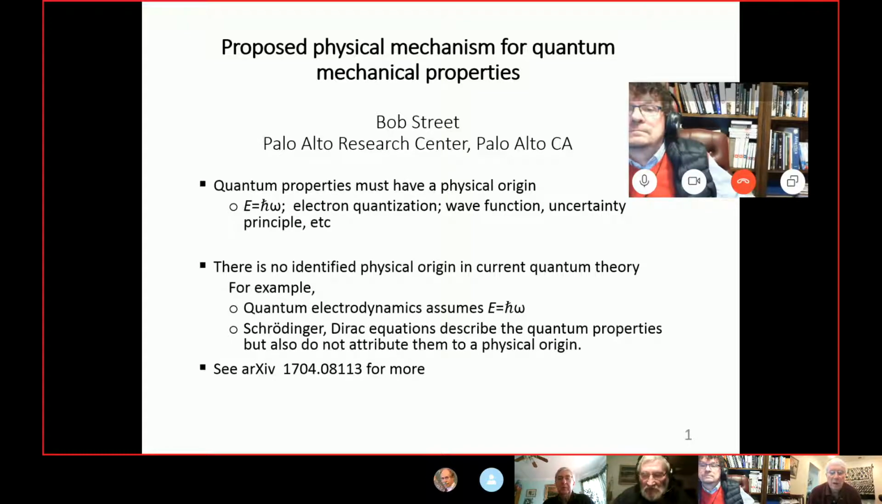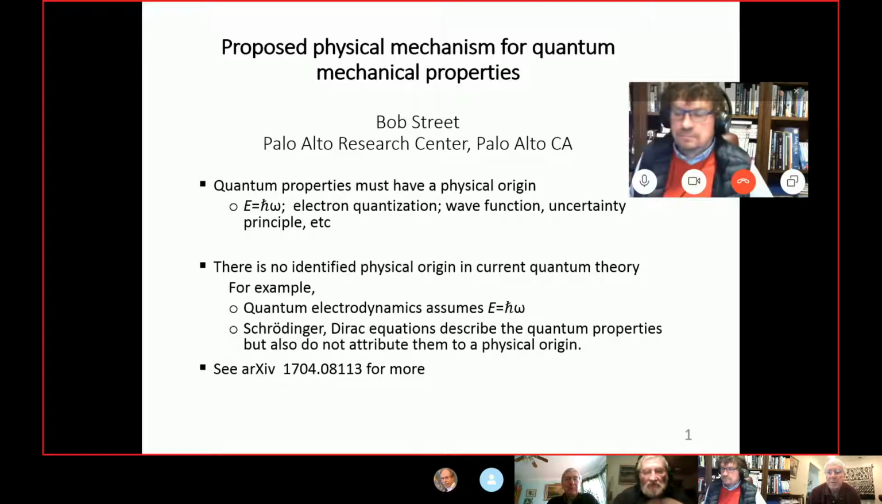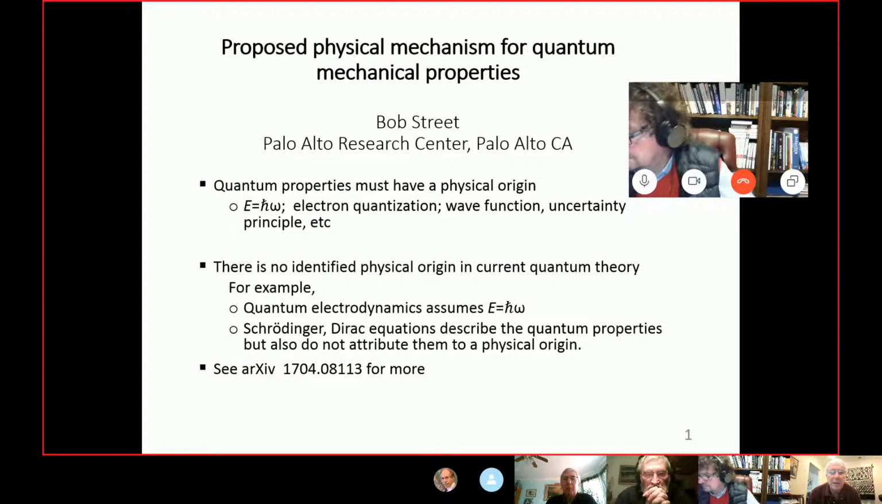So I work from a simple point of view that there are observed quantum properties: the E equals h bar omega quantization, electron quantization, wave functions, uncertainty principles. These are measured properties, and so they must originate from the properties of something. And at this point, I think quantum theory doesn't identify what that something is.